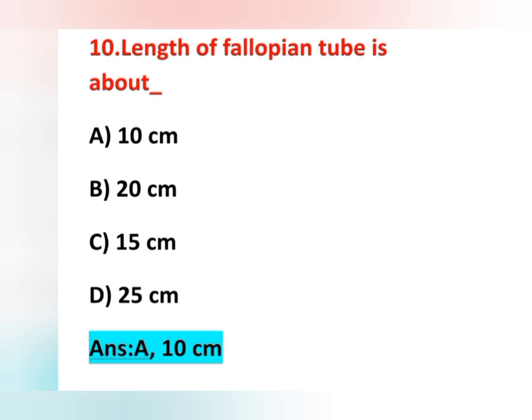The fallopian tube is an important part of fertilization. It allows the passage of an egg from the ovary to the uterus, and fertilization takes place in the ampulla of the fallopian tube. So the length of the fallopian tube is 10 centimeter. In my golden points, number 65, the anatomical lengths of various body parts are given.